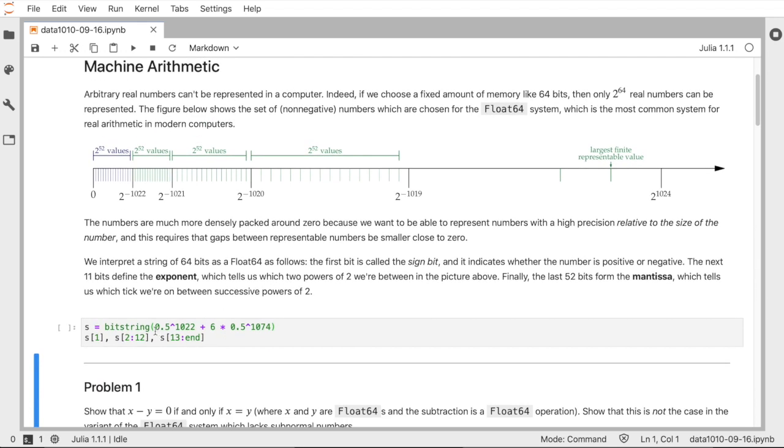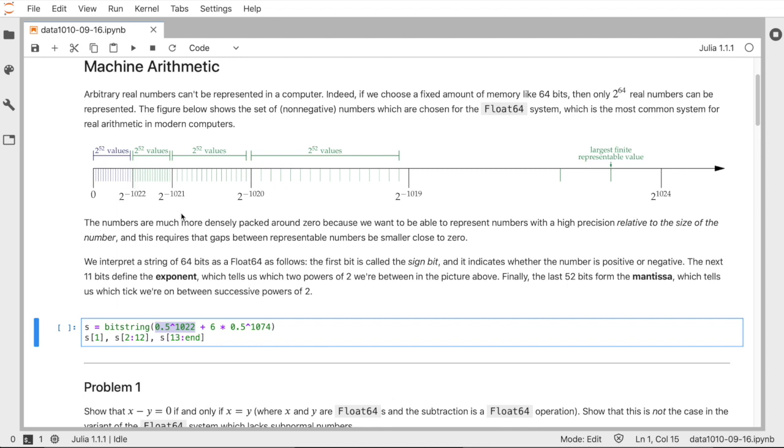For example, if you look at 2 to the minus 1022, so that's this number, and you add 6 tick widths. A tick width in the subnormal range, where these blue numbers are, as well as in this first normal range, is 2 to the minus 1074. The reason for that is the full width of this interval is 2 to the minus 1022, and we're dividing it into 2 to the 52 equal pieces. So if we divide 2 to the minus 1022 by 2 to the 52, we get 2 to the minus 1074.